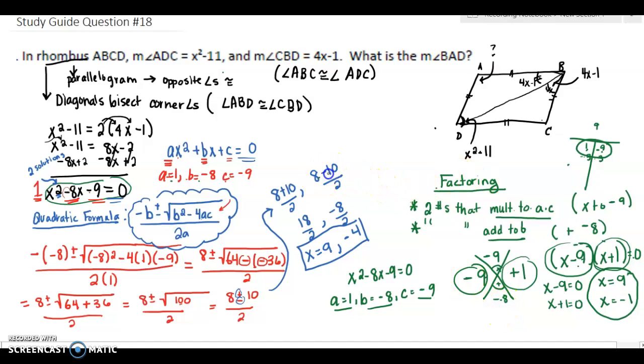Guys, I messed up here. 8 minus 10 is a negative 2. Holy moly, which is a negative 1. That looks better. Okay, so I did get the same thing after I found my mistake. So 9 and negative 1.